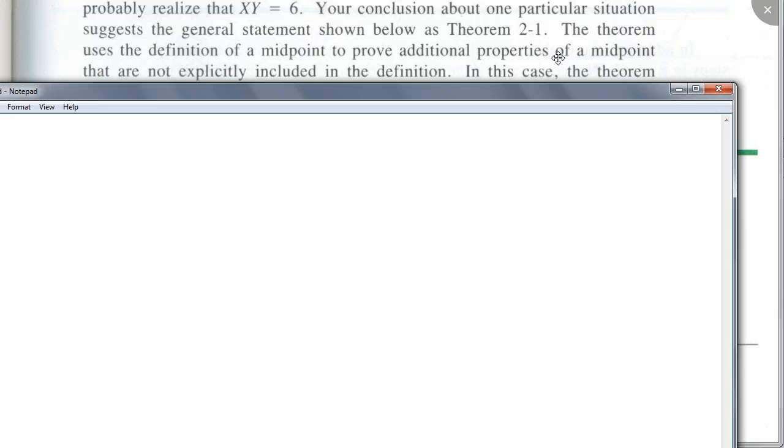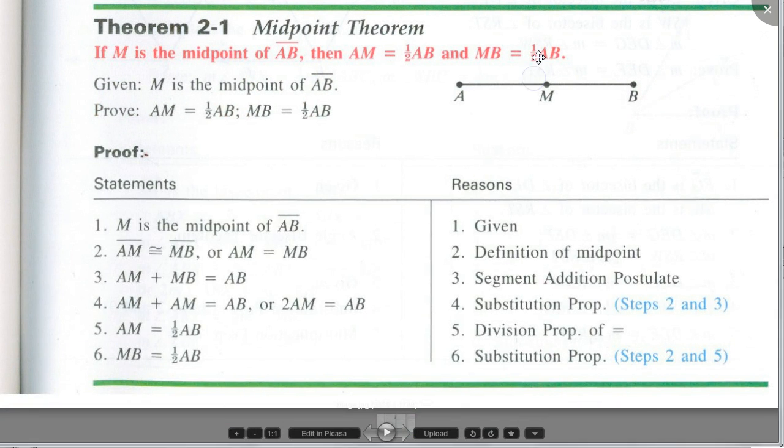are not explicitly included in the definition. Exactly. This theorem uses the definition of midpoint to prove it, but it has things that are not explicitly included in the definition, right? Even though it sounds sort of similar. Does that make sense?